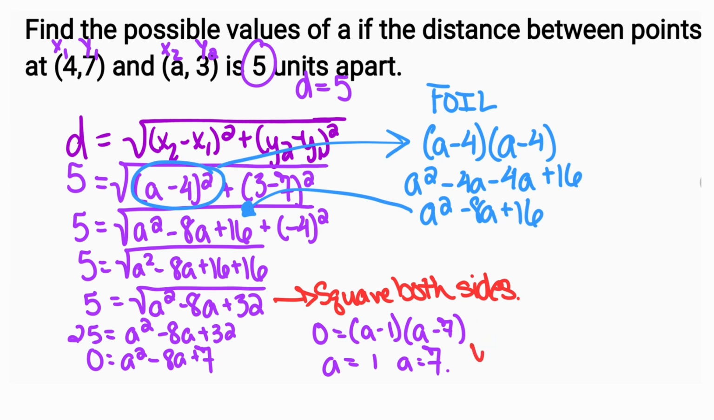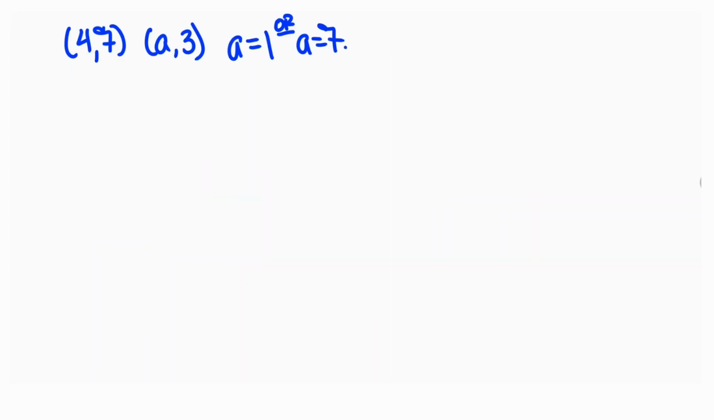7. Now, what exactly does this mean? You know, how can we get two answers? Well, let's find out. All right. So we have the point (4, 7) and (a, 3) where a can be 1 or 7.